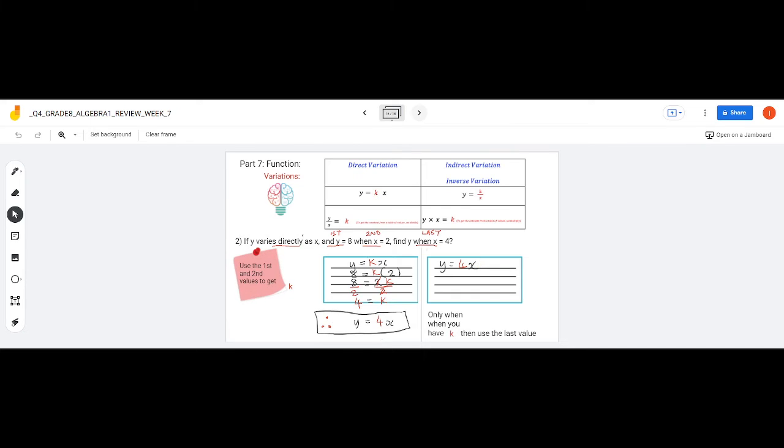And now y is equal to 4, open the bracket, and put a 4 there. So y is equal to 4 times 4, 16. And that's basically how we do direct variation problems.